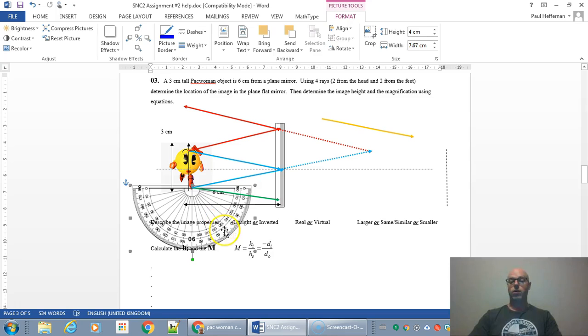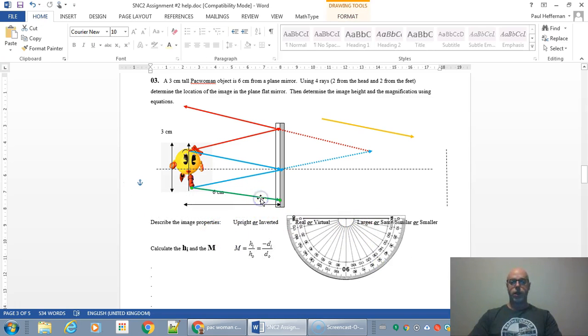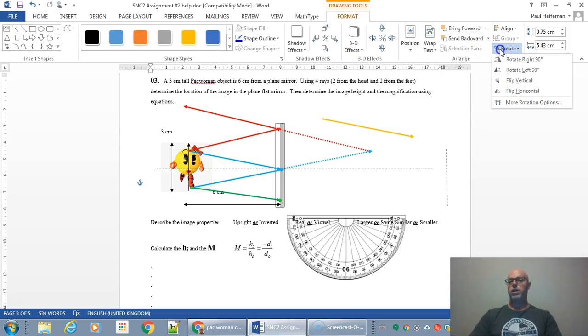It's a lot easier to do in real life. You do it on the computer, it's kind of tricky. And so when I draw the reflected angle, I'll just make a copy of that one there.